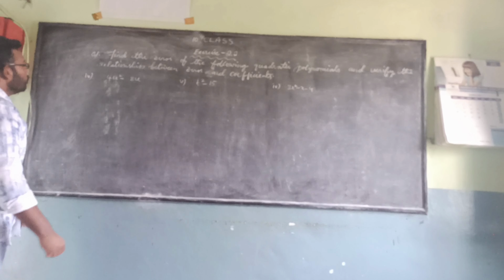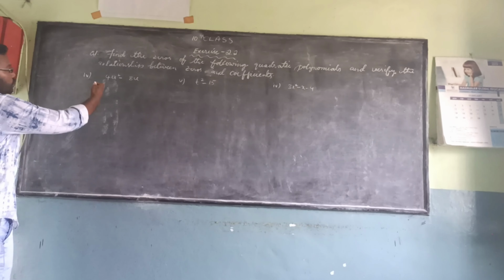Now the fourth one, 4u square minus 8u. So here you can take 4u as common. Here it remains u minus 2. So there are two cases. If 4u is equal to 0, then u is equal to 0. If u minus 2 is equal to 0, then u is equal to plus 2. So here alpha plus beta is equal to 0 plus 2, that is equal to 2.